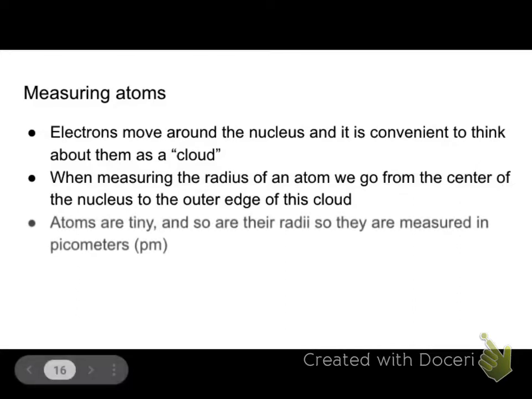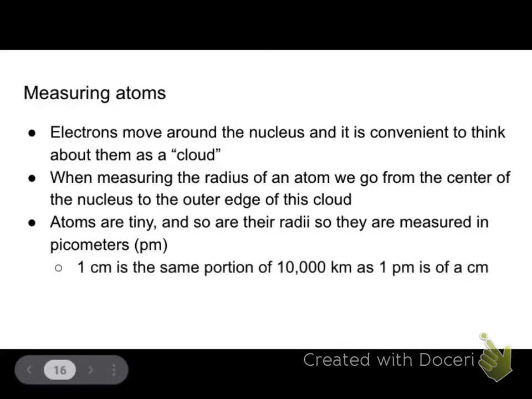Atoms are very, very small, as we've been over. So their radii are really tiny, and we measure them in picometers. So 1 centimeter is the same proportion of 10,000 kilometers as 1 picometer is of a centimeter. So if you think about how small a centimeter is compared to 10,000 kilometers, that's how small a picometer is compared to a centimeter. Oh my gosh. Yeah. So these things are tiny. They're super duper small.